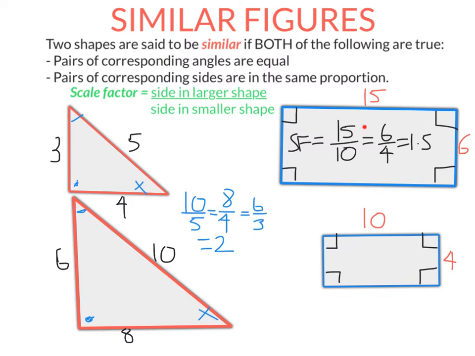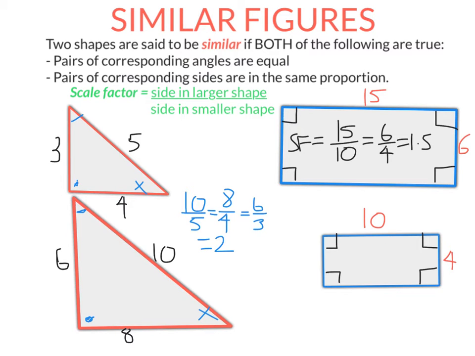So it's a transformation. I went from this shape to this shape. This time I reduced. I made this shape smaller. I reduced it by a factor of 1.5. So the scale factor of 1.5 means each side in the larger shape is 1.5 times its corresponding side in the smaller shape. I multiply 4 by 1.5 to get 6 and 10 by 1.5 to get 15.